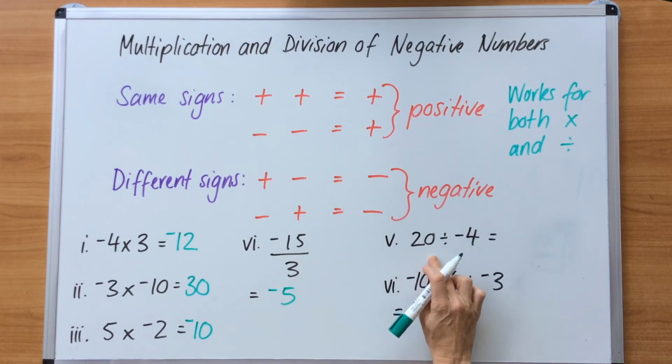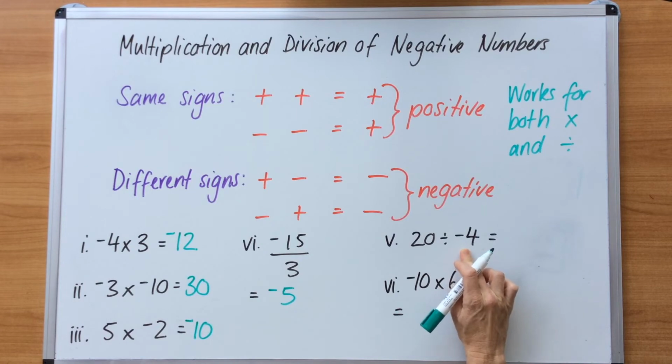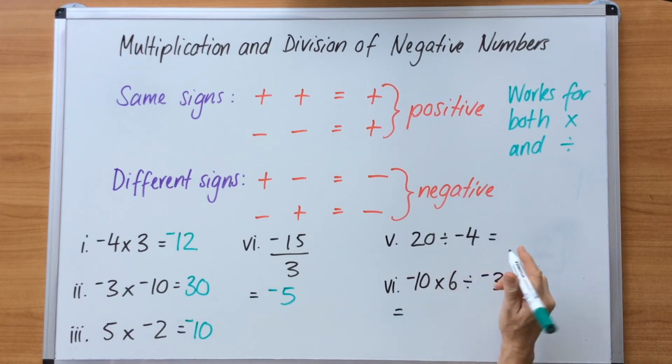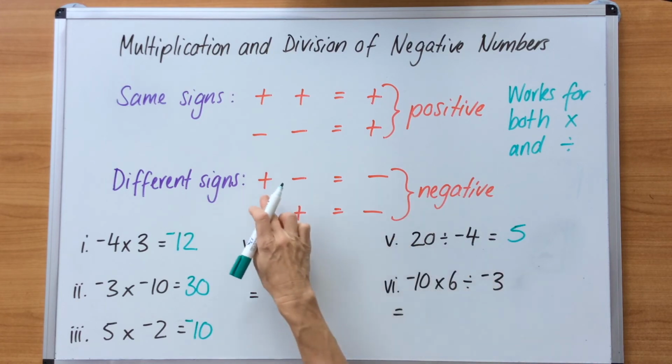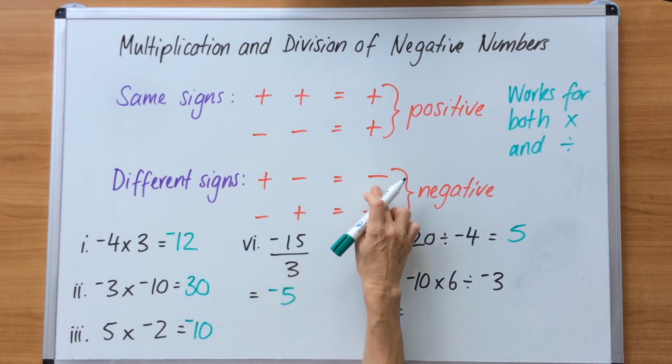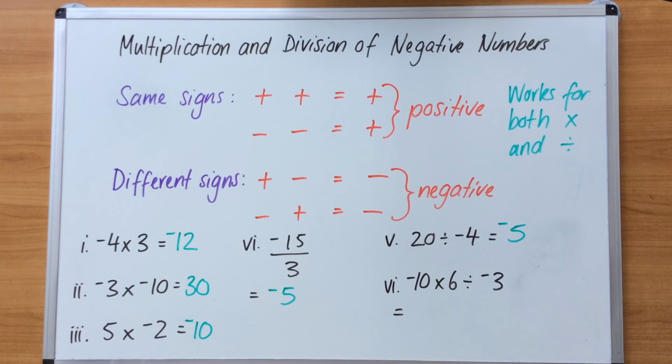Over here we have 20 divided by negative 4. So 20 divided by 4 equals 5. A positive and a negative. Positive and negative equals a negative answer.